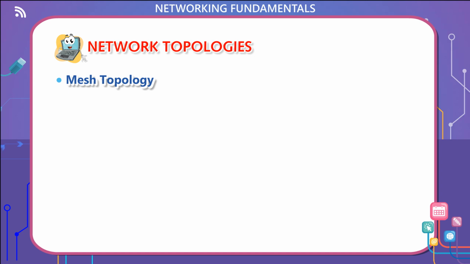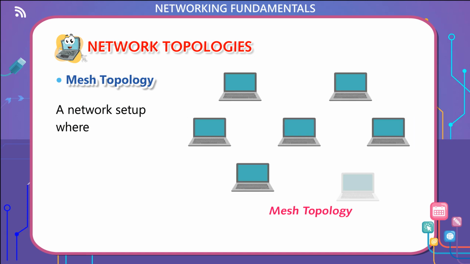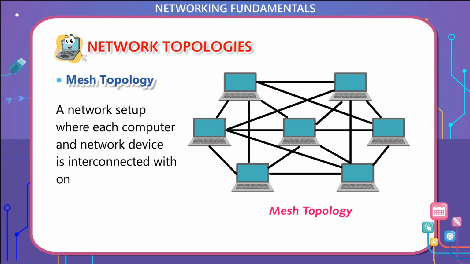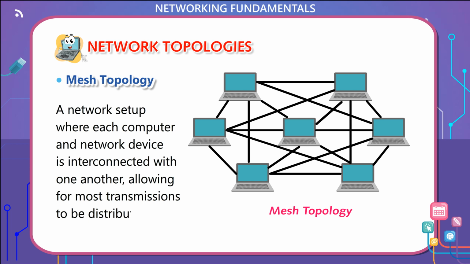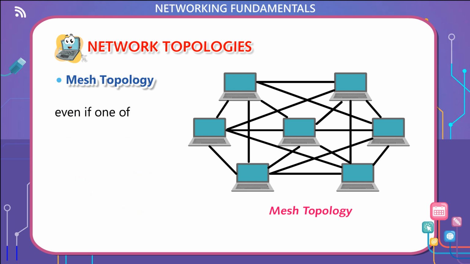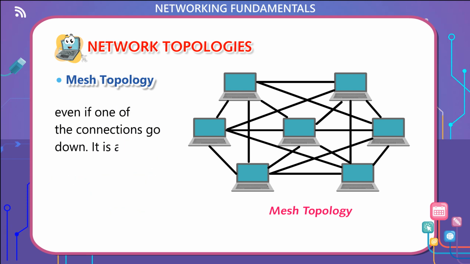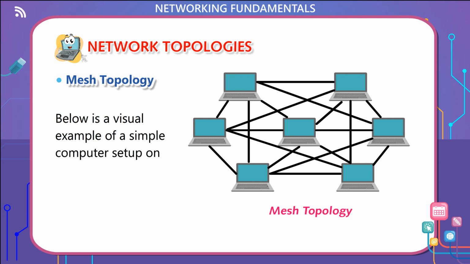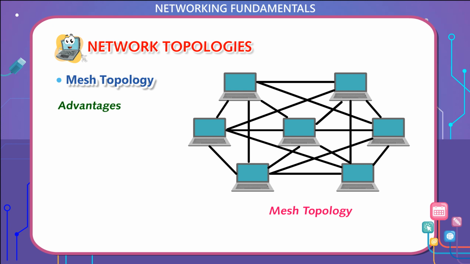Mesh topology. A network setup where each computer and network device is interconnected with one another, allowing for most transmissions to be distributed even if one of the connections goes down. It is a topology commonly used for wireless networks. Below is a visual example of a simple computer setup on a network using a mesh topology.